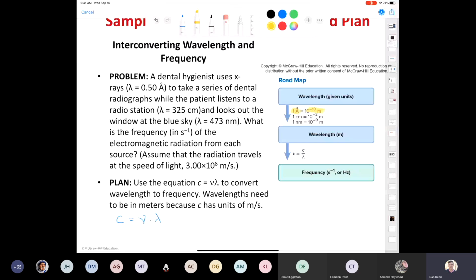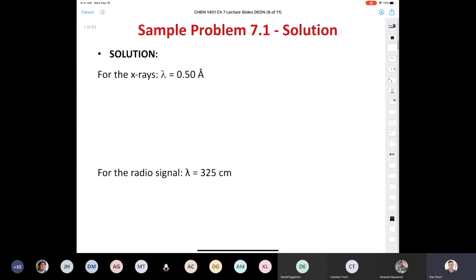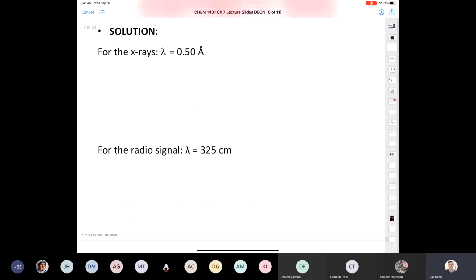So if we want to solve for frequency, we can say that frequency is equal to c divided by lambda. That means that all we have to do for each one of these is divide the speed of light by the wavelength. Now, what are we going to have to do, though? Because our speed of light is given in meters per second, we're going to have to convert all three of these into meters, and we have all of the conversion factors here. Let's just do the X-rays and the radio signal. We'll just do those right now. And then I'll let you try the other one at home.